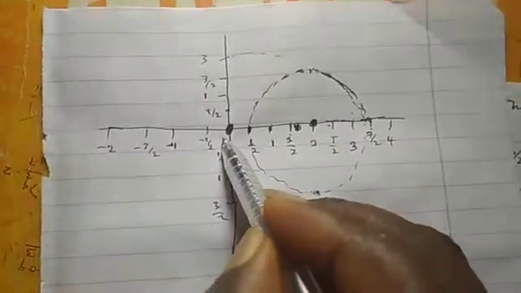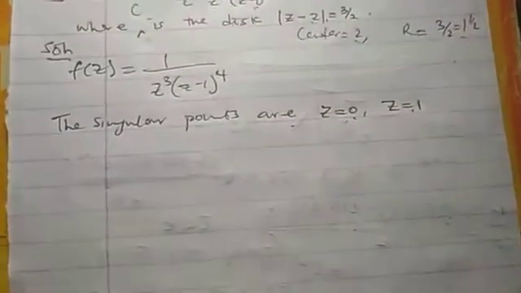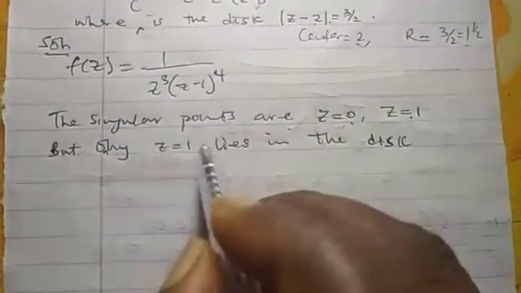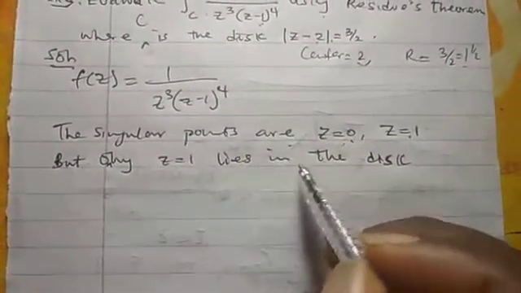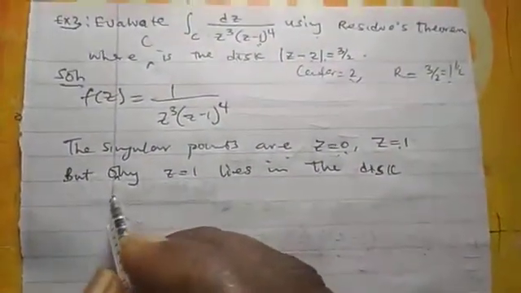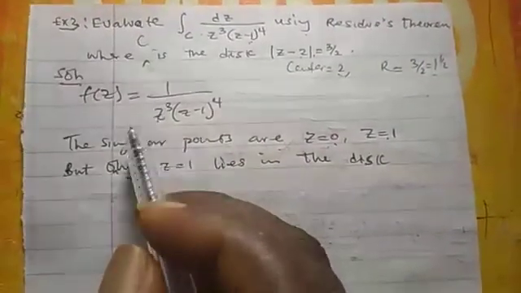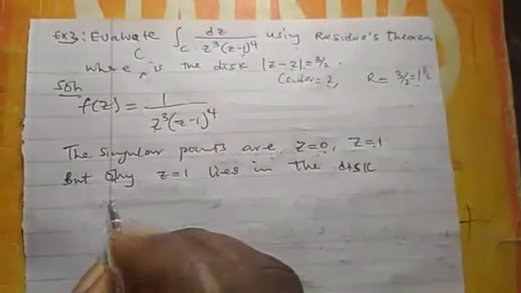Z is equal to 0 here. It's not inside this circle. But z is equal to 1 is there. So we cannot say that z is equal to 0 lies in the disk, but only z is equal to 1 lies in the disk. So this one is considered to lie outside the disk. If you are integrating along this, it will be 0 by Cauchy's theorem.